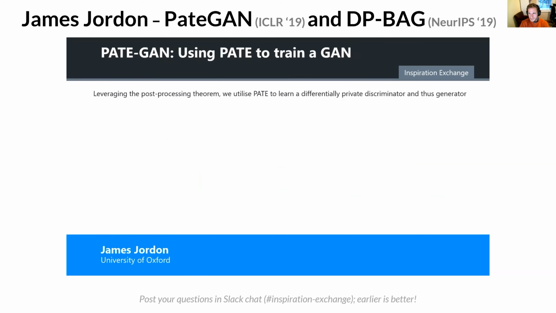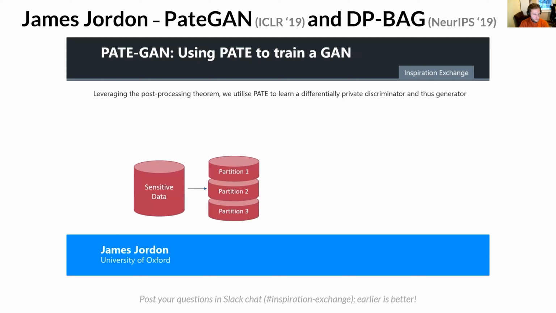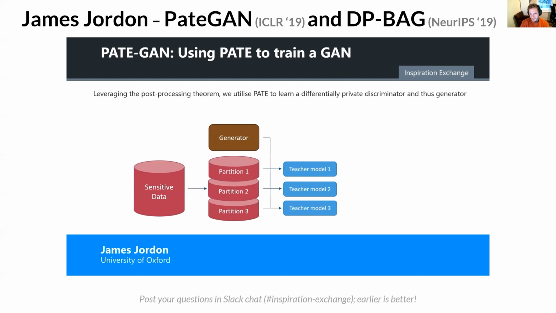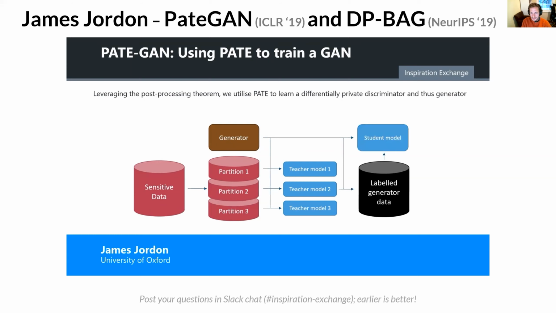To utilize PATE in our GAN framework, we take the data and partition it. Then we use each partition along with the generator to train separate discriminator models for each partition, all using the same shared generator. We use the teacher models to label some generator data to then distill this information in the teacher models into what is referred to as a student model.